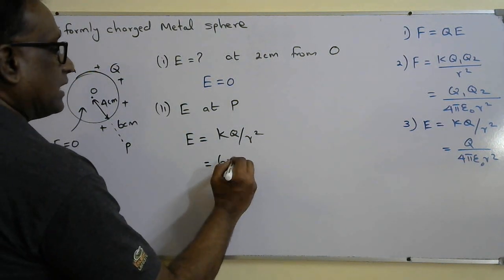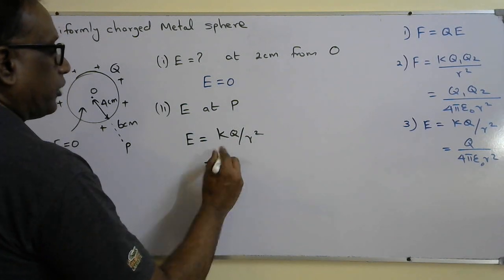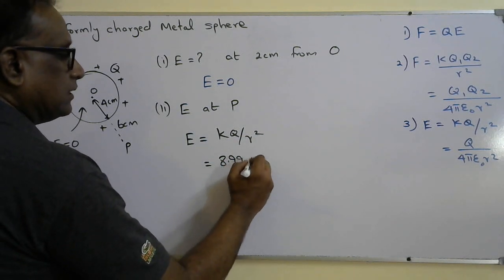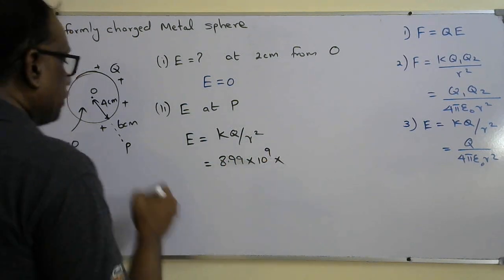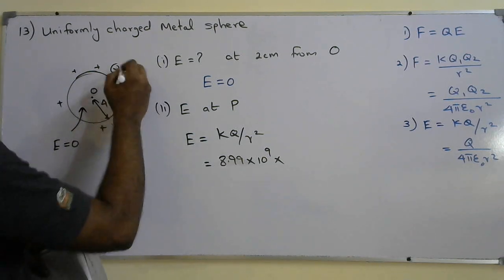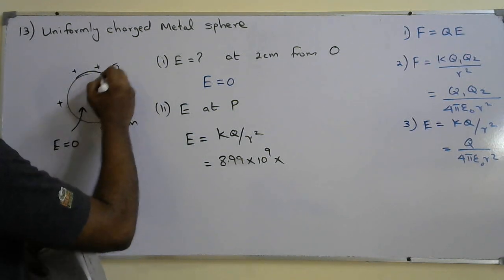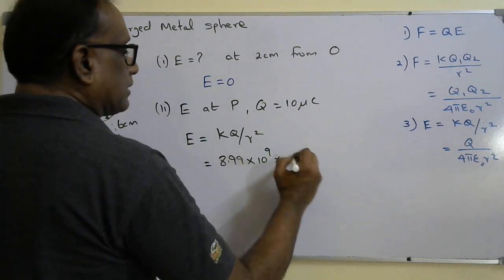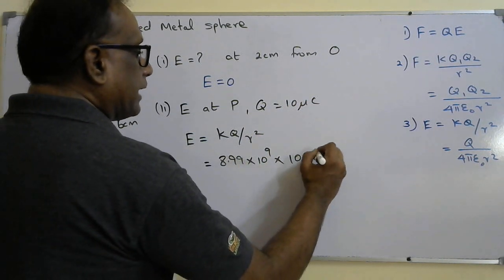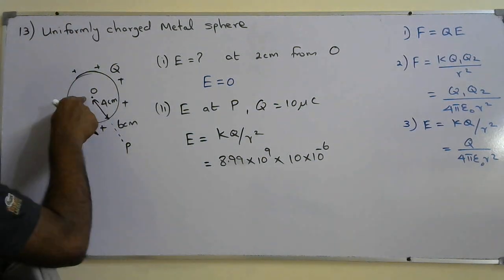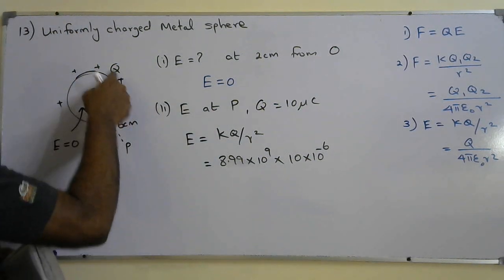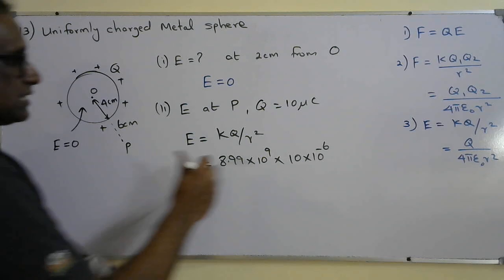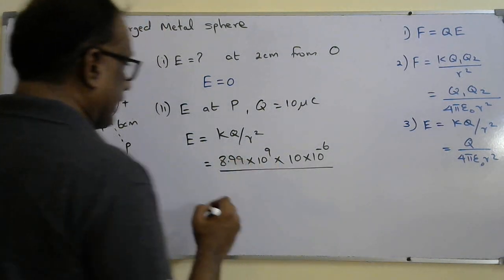K is equal to 8.99 times 10 to the power 9, times Q, the whole charge. If the charge carried by the sphere is equal to 10 microcoulomb, then 10 into 10 to the power minus 6, we assume it's concentrated at the center, that is the total charge on the surface, divided by R squared.